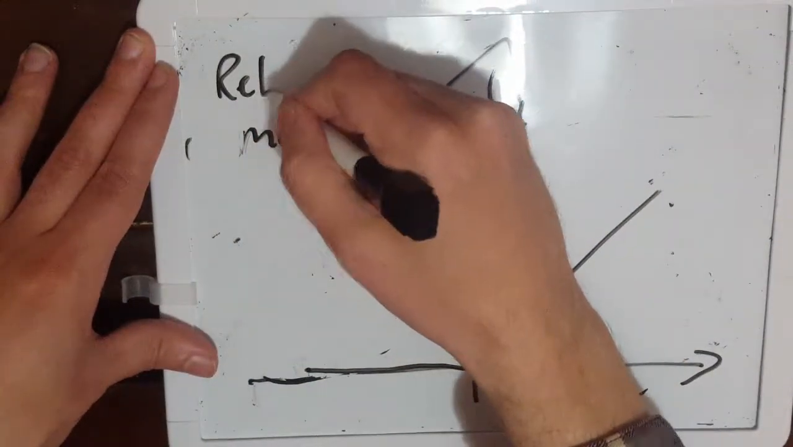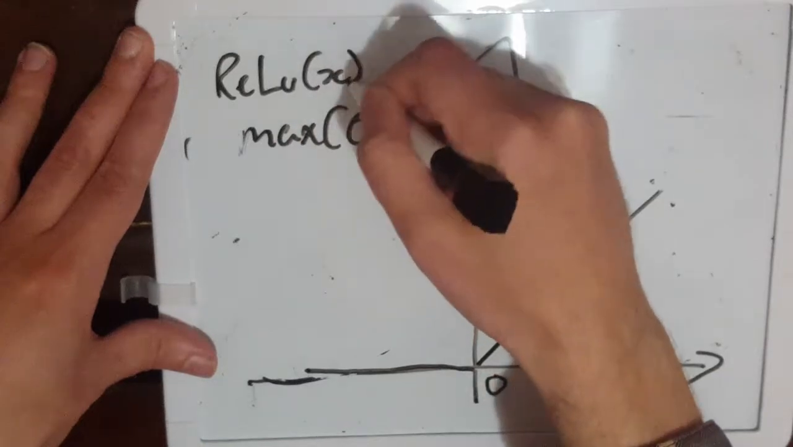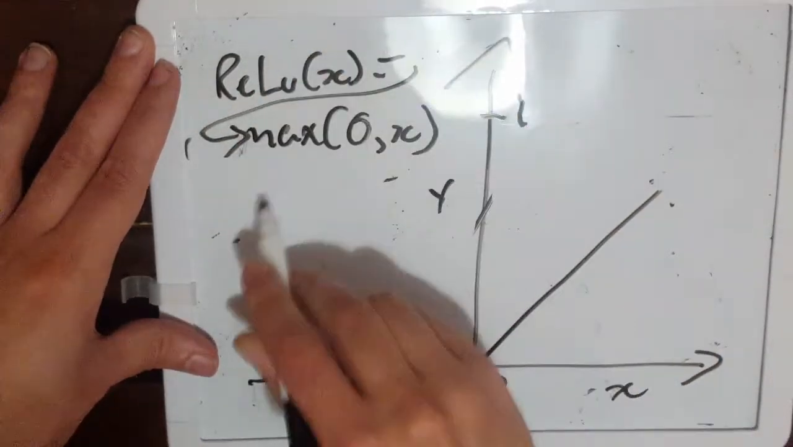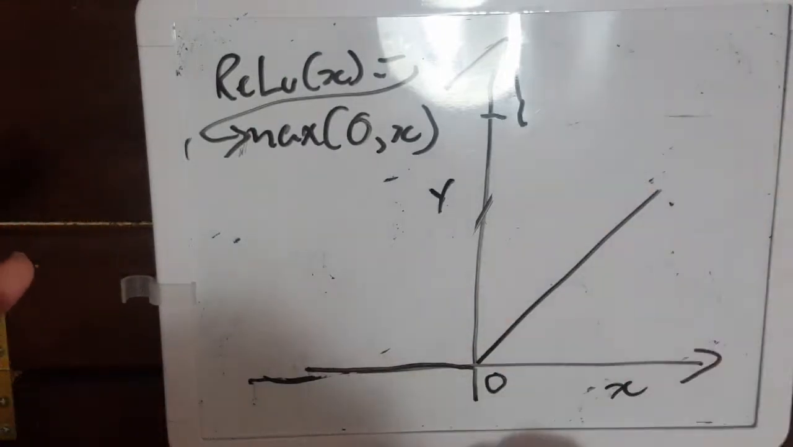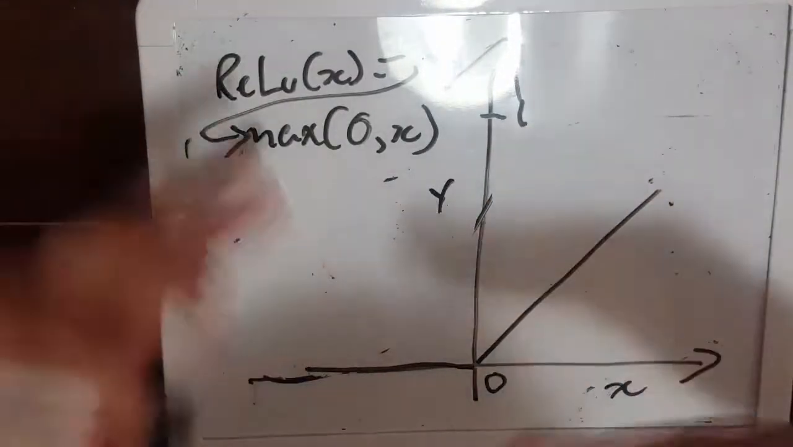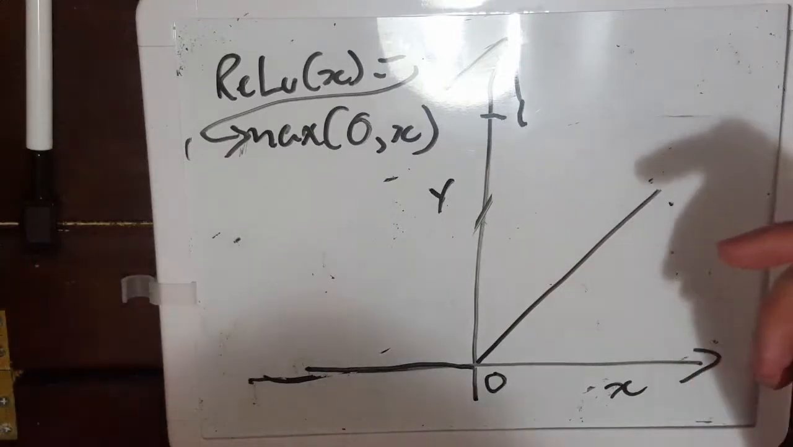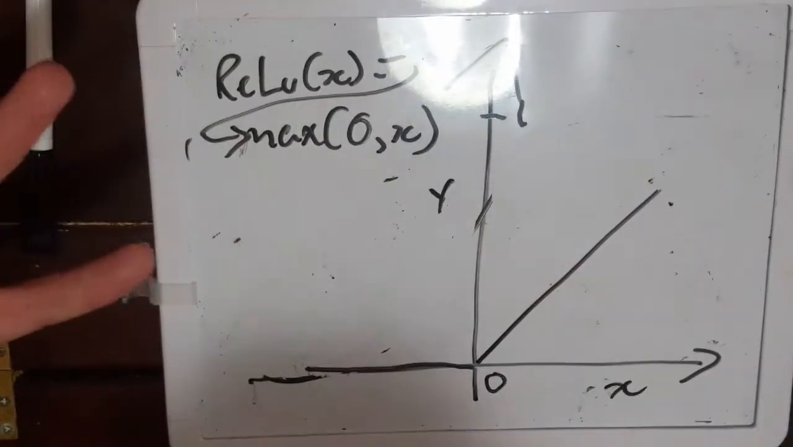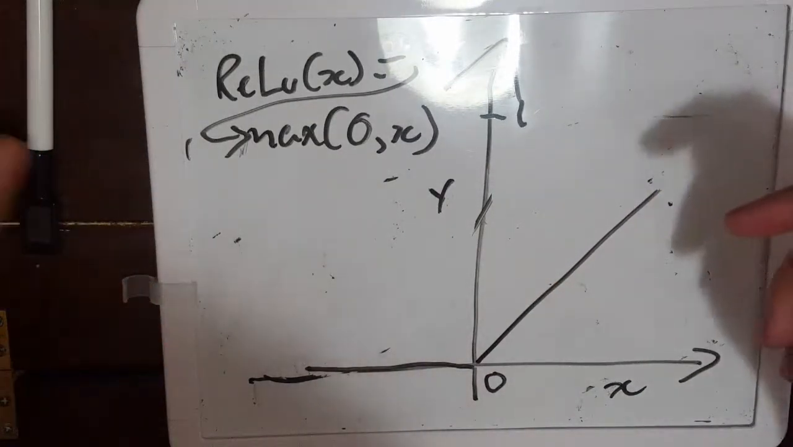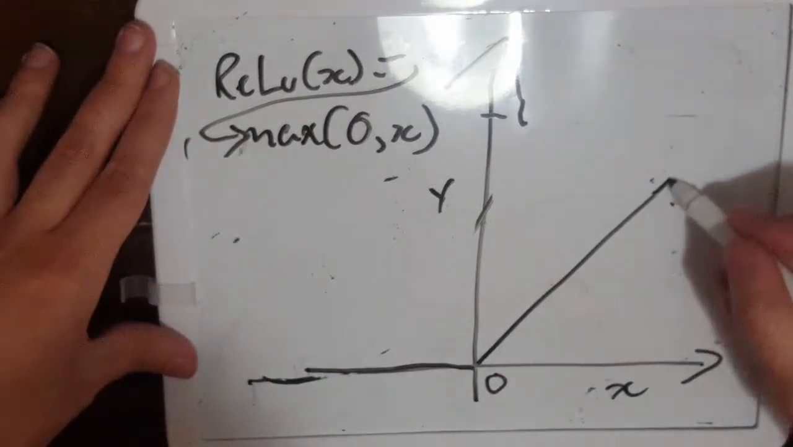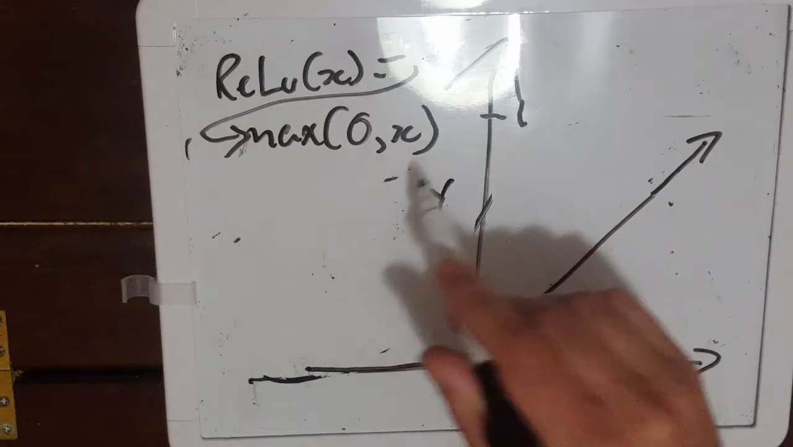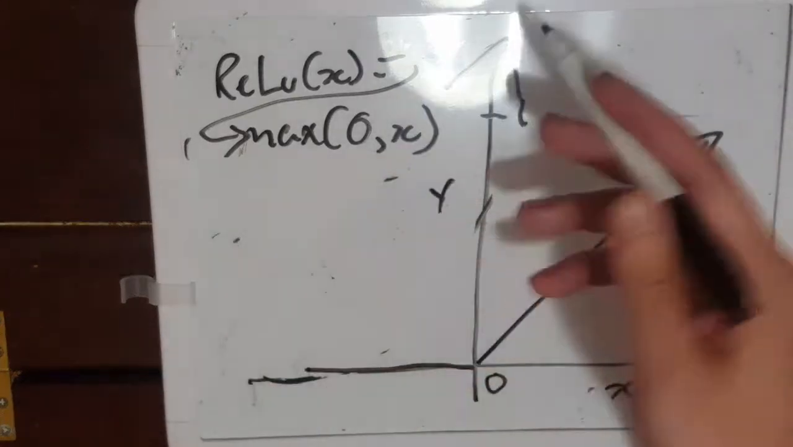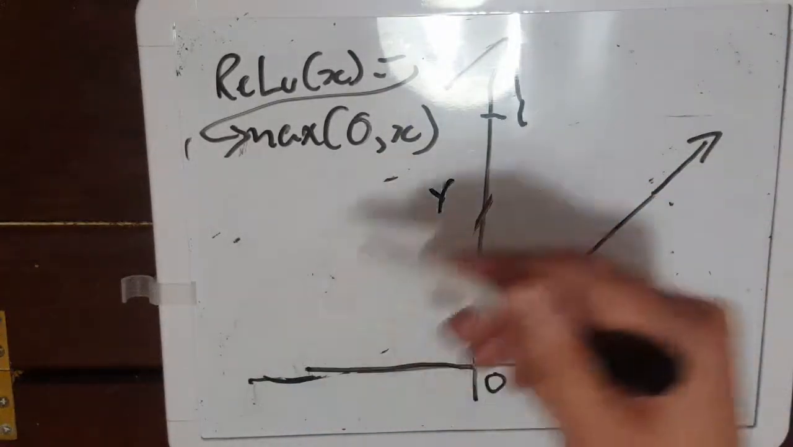So ReLU of x is going to equal the max of 0 and x. And just to kind of think of it simply, it gets rid of negative numbers, and that's kind of how it mixes it up. Now, what would be the derivative of a ReLU function? Well, it would either be x or 0. So the derivative of the ReLU function is either going to be 1 or 0.